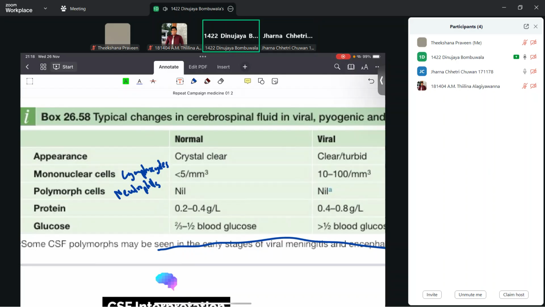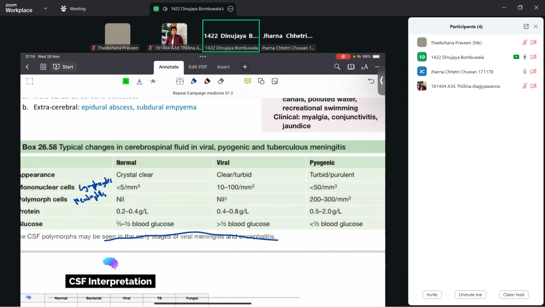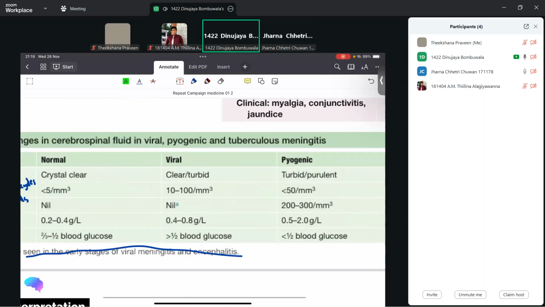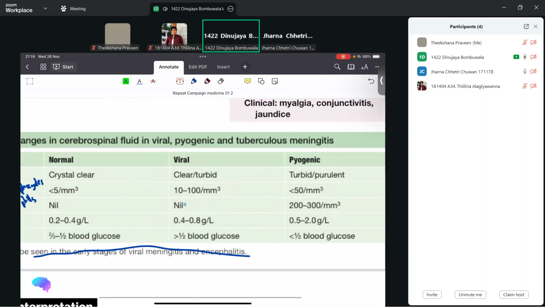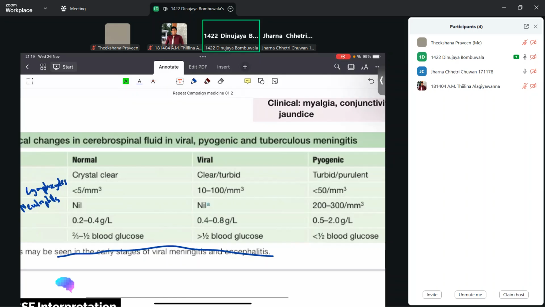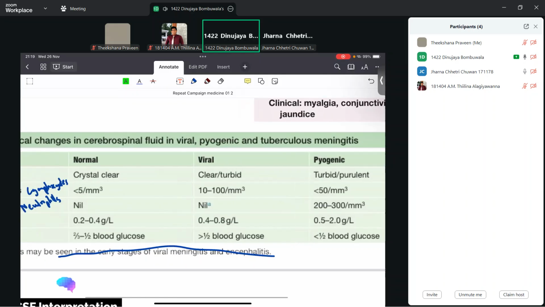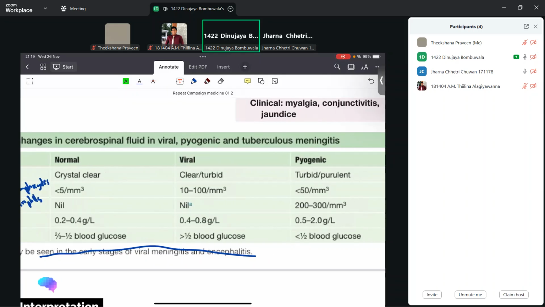The appearance is given rise to by the proteins. If the proteins are higher, the appearance will be cloudy, and ultimately it becomes very turbid. So what you said was correct, and pyogenic means purulent, which is bacterial. Turbid appearance, lymphocytes slightly elevated, polymorph neutrophils highly elevated, proteins elevated, and blood glucose decreased.